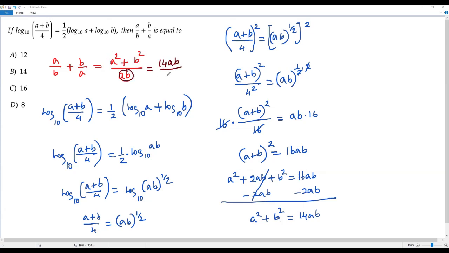Now we can keep this denominator ab as it is. So here this ab will cancel. Then I'm getting 14. So the value of this expression a/b + b/a is 14. We find 14 in answer choice B. The correct answer choice for this question is B.